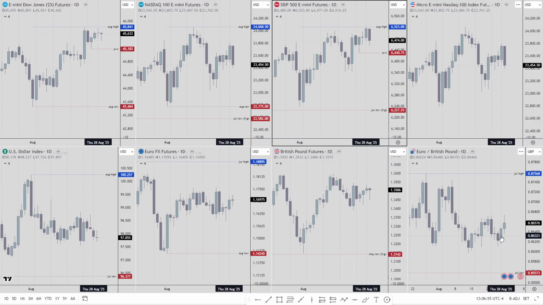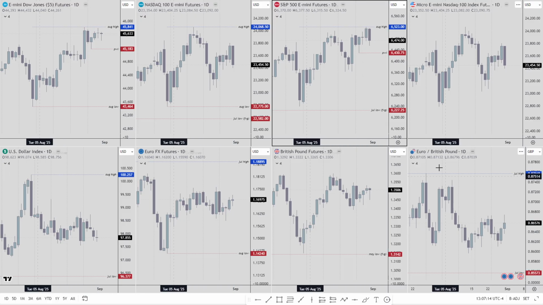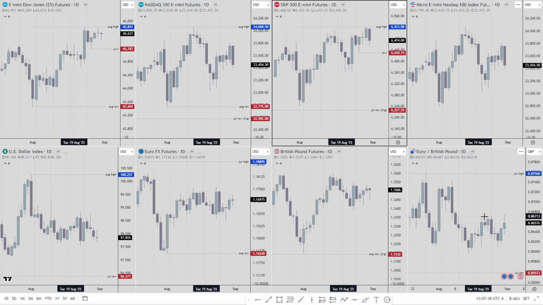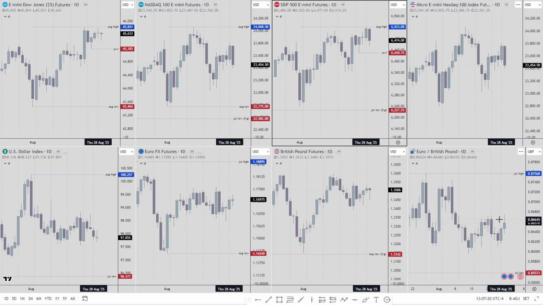NFP is probably going to give a very good manipulation for the rest of the month, and if I was to force a bias, I would be bearish on British pound and I'll be bullish on euro futures, because if you take a look at the euro versus British pound, we are a long way to be bullish on this asset right here.